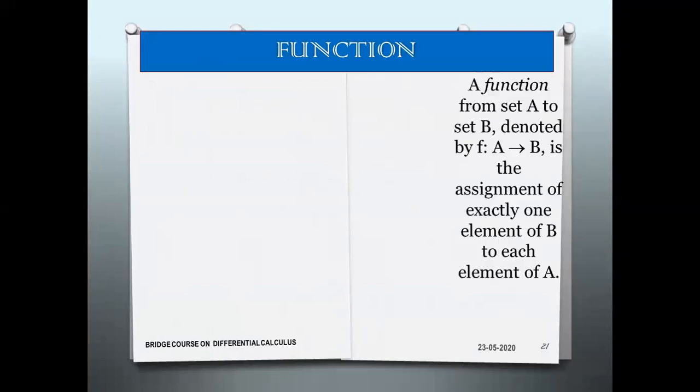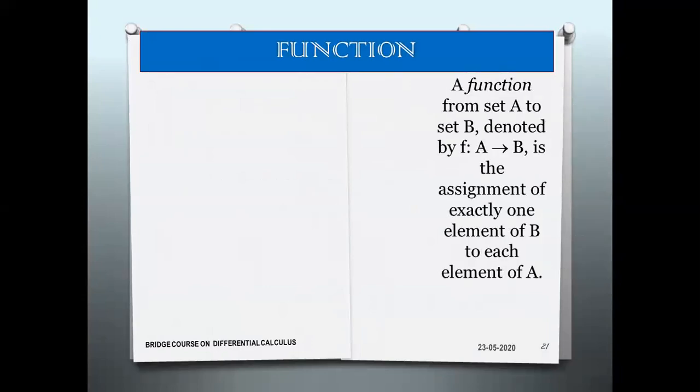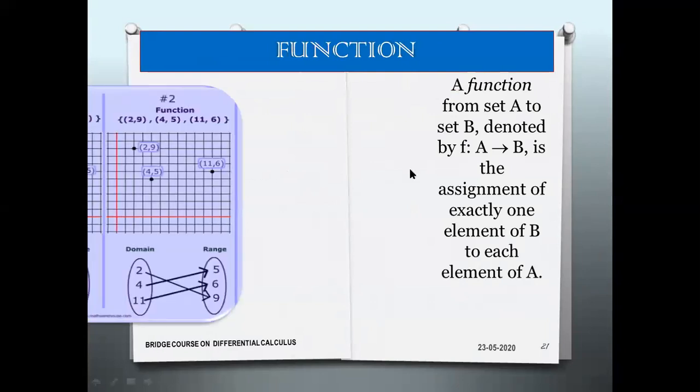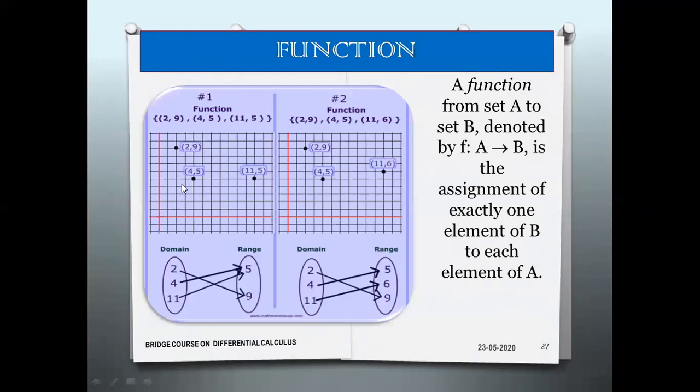Now, what is a function? We know from school days, you would have learned when you were introduced to a function. First of all, you would have plotted the points. This is the x-axis and this is the y-axis. Then the points 4,5, 11,5, 2,9. The first number relates to x; these are the coordinates, ordinate and abscissa. The x coordinate is called the abscissa and the y coordinate is called the ordinate. So 2,9. Now, what is a function?